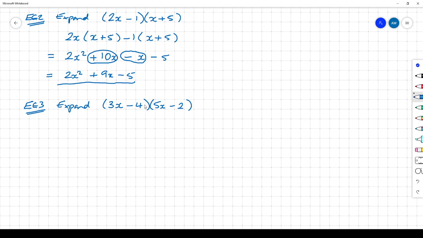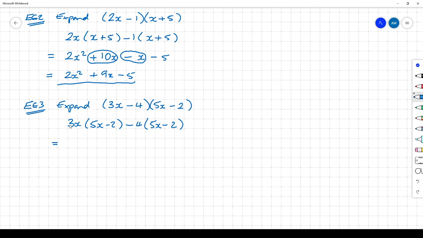So that's the 3x and the minus 4. So we break this up, we write the 3x, and we have to multiply that by the 5x minus 2, and then the minus 4 also has to multiply by the 5x minus 2. Okay? Now we work it out.